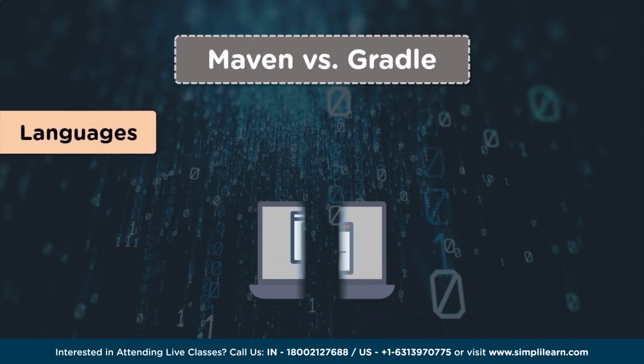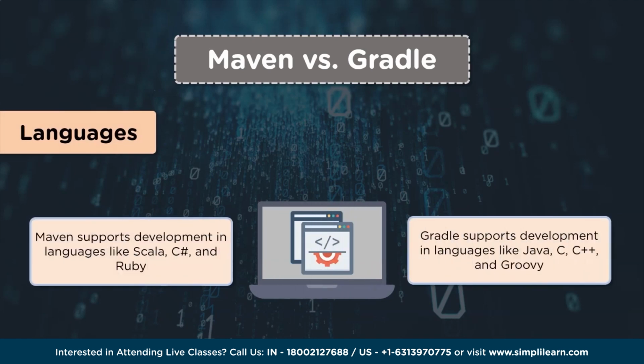Moving forth, the fourth pointer is languages. When we talk about languages, we see that Maven supports software development in languages like Scala, C# and Ruby. Whereas Gradle supports development in languages like Java, C, C++ and Groovy.